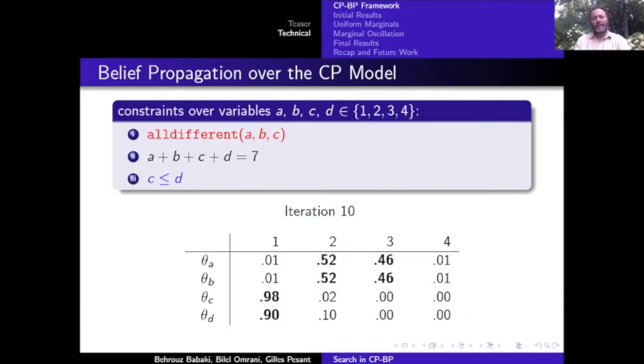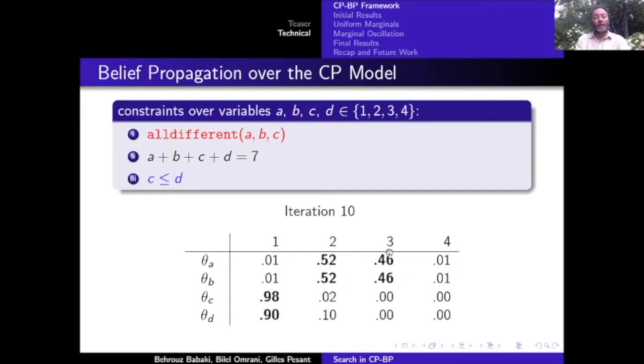Eventually, say after 10 iterations, this is the picture of the marginals for all the variables. We see that there's a pattern emerging here. It's suggesting that value 1 should be given to variables C and D. And for variables A and B, it's sort of half and half between values 2 and 3.